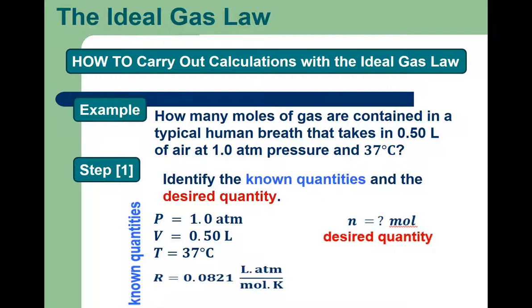If you've ever done story problems before, I hate story problems, but if I pull out things as I read it: how many moles, n, of gas are contained in human breath that takes a volume, V equals 0.50 liters of air, and a pressure of 1.0 atmosphere, so P equals that.